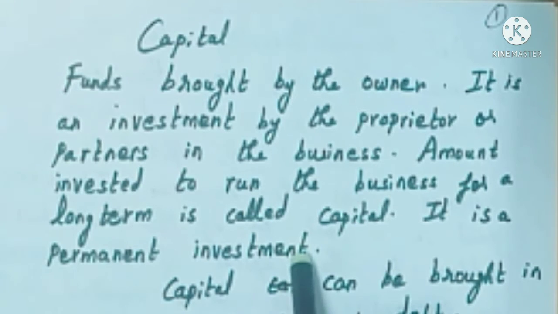So, from this, what we understand, any amount introduced for a short term will be considered as loan. It is a liability, so it should be repaid within a specified period. But if an amount is introduced for a long term, it is considered as capital, and this capital should be repaid only at the time of closing of business.